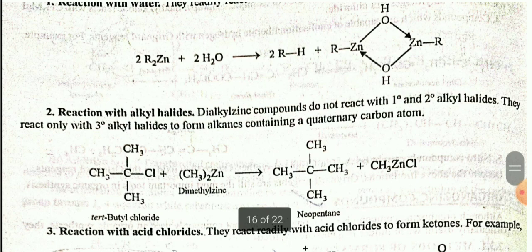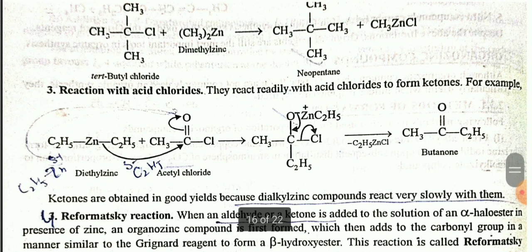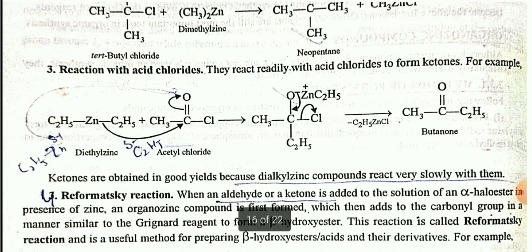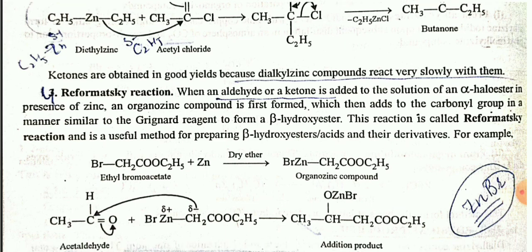Second, reaction with alkyl halide. Dialkyl zinc compounds do not react with 1 degree and 2 degree alkyl halides. They react only with 3 degree alkyl halide to form alkanes containing a quaternary carbon atom. Third, reaction with acid chloride. They react readily with acid chloride to form ketones. Ketones are obtained in good yields because dialkyl zinc compounds react very slowly with them.